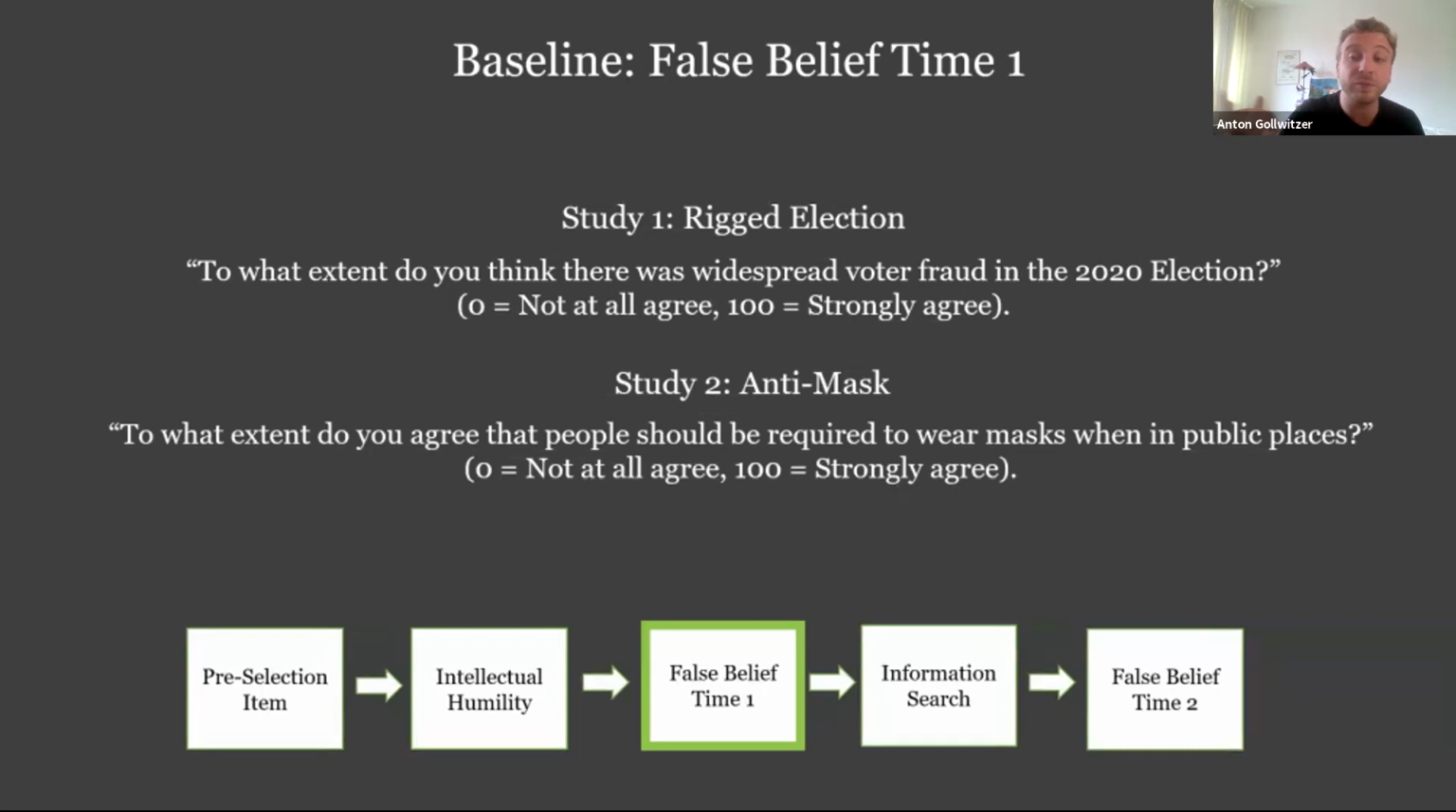After the intellectual humility measure, we assessed participants' endorsement of their false beliefs, a false belief measure at baseline. That is, participants' endorsement of the false belief, depending on the study: that the election was rigged, or anti-mask beliefs. In study 1, this is just an example item; there are about 10 different items. Participants read, "To what extent do you think there was widespread voter fraud in the 2020 election," and items like that. They indicated their endorsement on a 0 to 100 slider scale. In study 2, on anti-mask beliefs, "To what extent do you agree that people should be required to wear masks when in public places?" That's a reverse coded item, so we used some reverse coded items too.